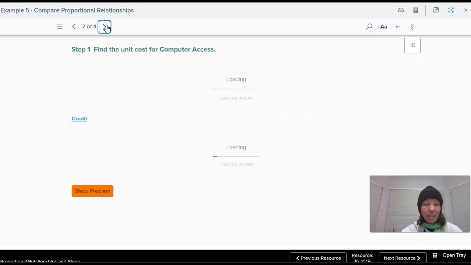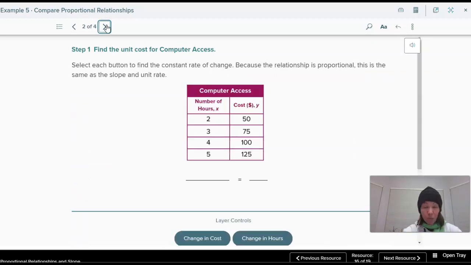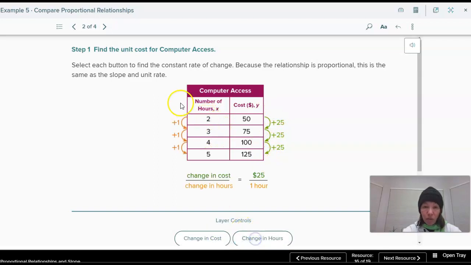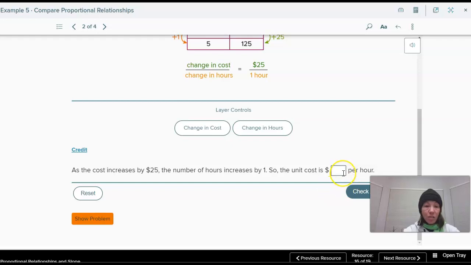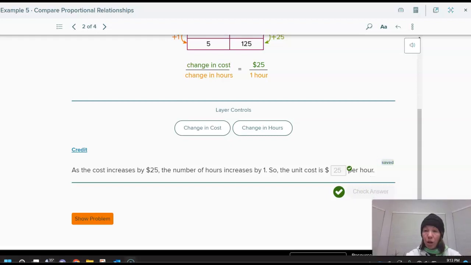Well, if we look at the unit cost for Computer Access, which is the one with the chart, we can find the change in cost, which is $25. If you notice, it goes up. For every 1 hour we go up, our price goes up $25. So our change in cost is $25 and our change in hours is 1 hour. So as the cost increases, and this is on page 185, you can fill in these blanks. As the cost increases by $25, the number of hours increases by 1, so the unit rate is $25 per hour.